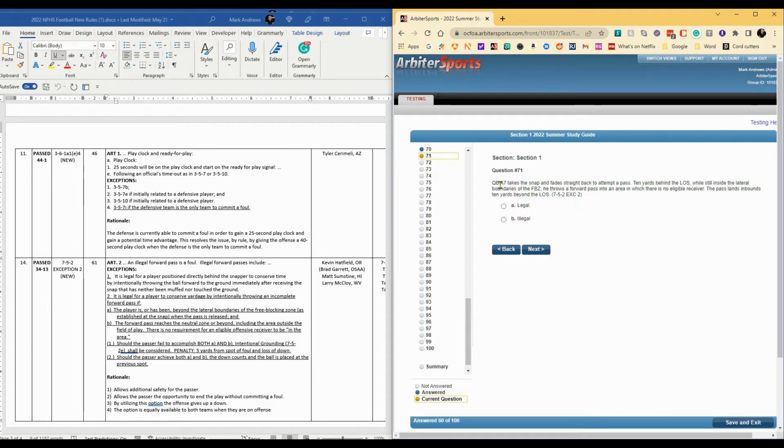It's the exact same situation, but for one thing. Quarterback A7 takes a snap and fades straight back to attempt a pass 10 yards behind the line of scrimmage while still inside the lateral boundaries of the free blocking zone. He throws a forward pass into an area where there's no eligible receiver. The pass lands inbounds 10 yards beyond the line of scrimmage. Well, he has to be outside of the free blocking zone in order to make this legal. So he's not outside the free blocking zone, and so it's illegal.